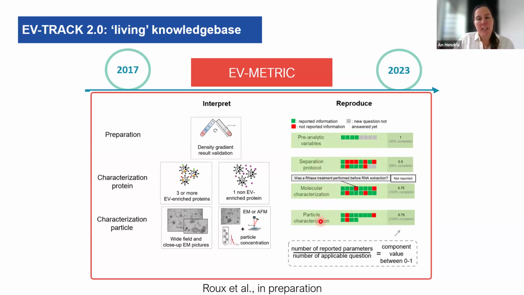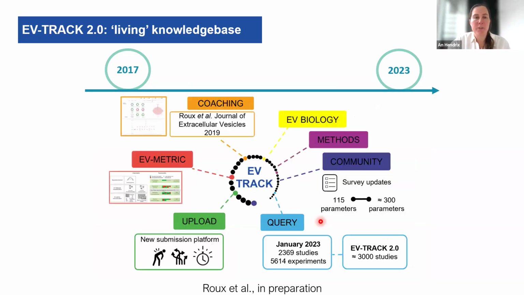By doing this, we aim to further stimulate the use of the EV metric as a transparency tool to really stimulate researchers to report any of the experimental parameters that should be reported for this particular set of methods for preparation, characterization, and also in terms of the source.